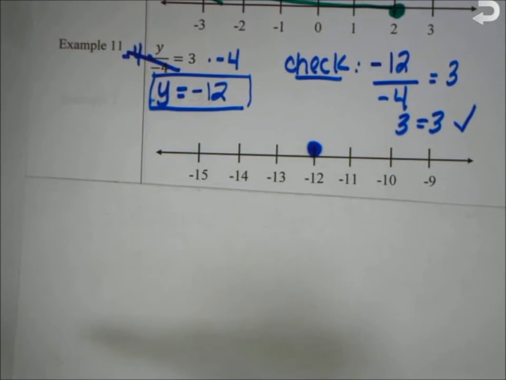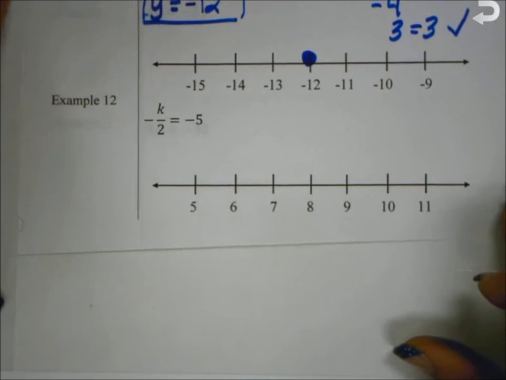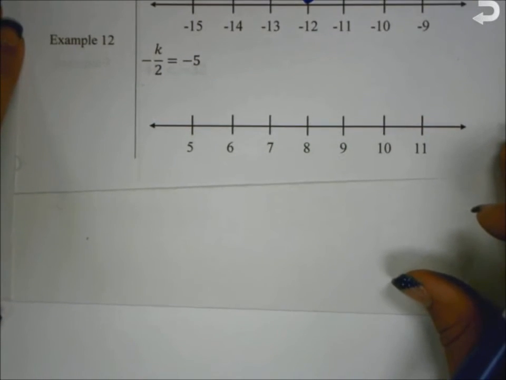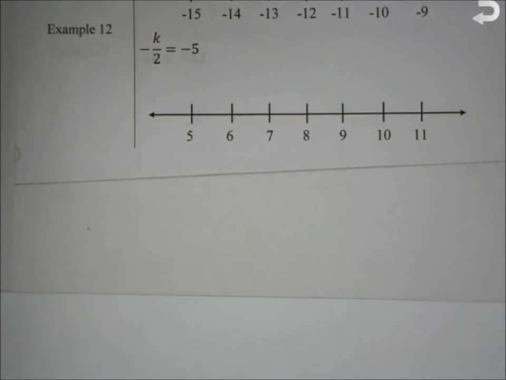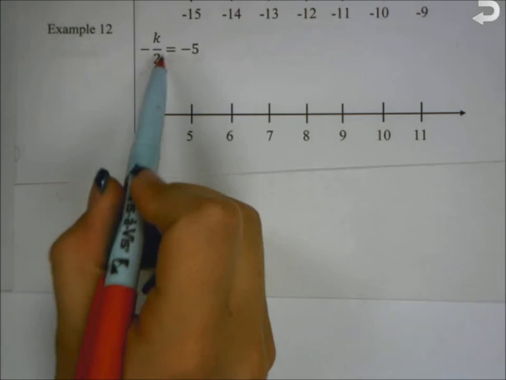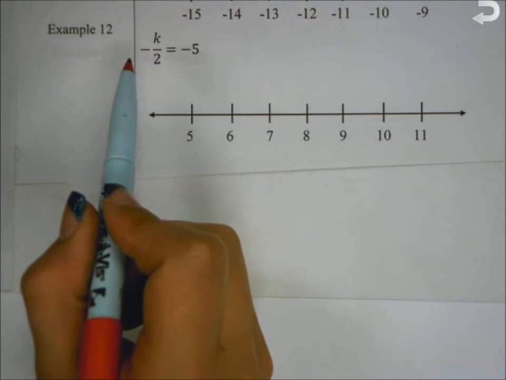Okay, last example. -k over 2 equals -5, and you need to graph that as well. All right, so this one is a little bit trickier. We have -k over 2. The negative is on the outside. But what am I going to do to get rid of it? Who's in seat 3? Lissa. What am I going to do to solve for k? Multiply by -2. Exactly. I'm still going to multiply both sides by -2.